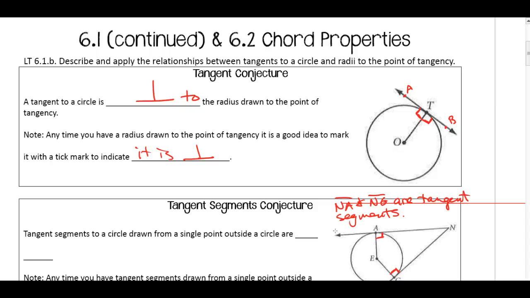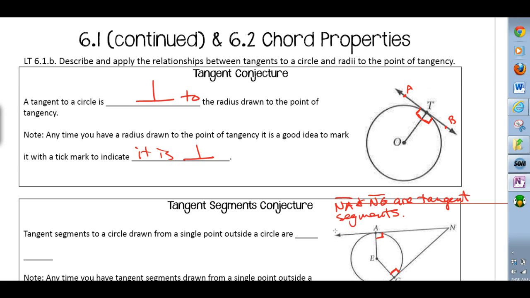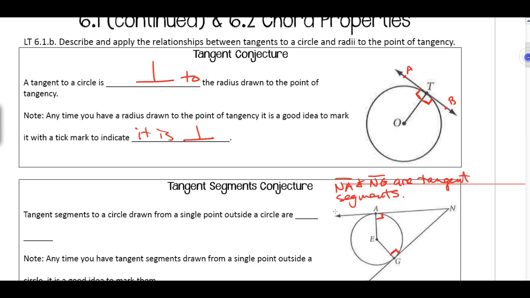So probably in class we at least got to talk about the tangent conjecture, and we were saying that anytime you have a tangent to a circle, it's a good idea to mark in those right angles in there, because then we can use that to help us solve other problems. Again, if you have questions about that, make sure that you ask.